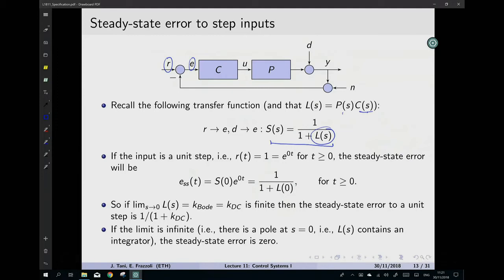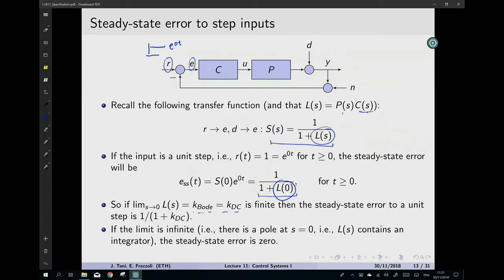polynomial ratio of S. So if we send an input that is a constant, which is E at the 0t, what we get is this as a steady state error. And the value of the open loop transfer function evaluated at 0 is actually a famous term. It's called the DC gain of a system, or sometimes the Bode gain. And it tells us what the steady state error is of a system when the input is of this kind.